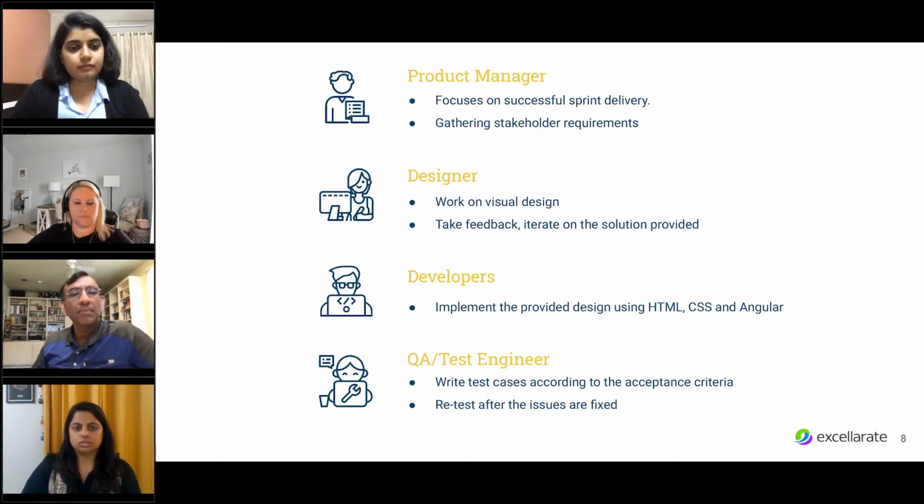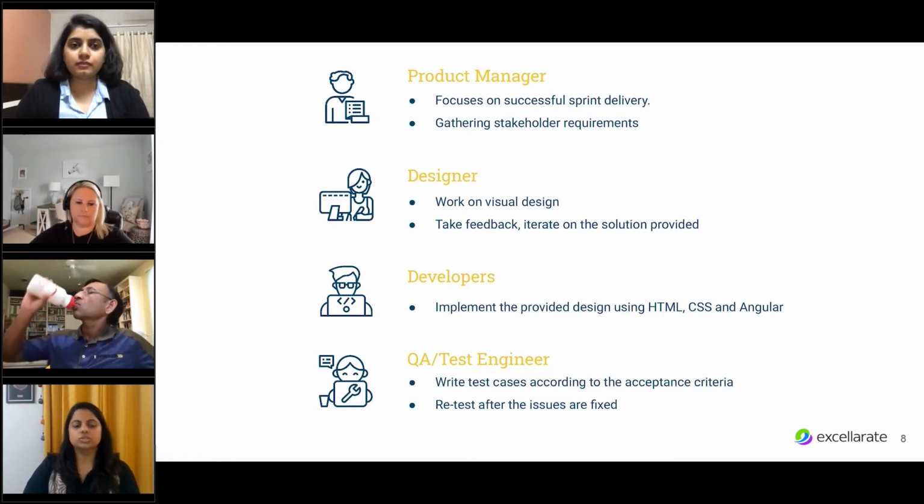When they start to get to work, the product manager would majorly focus on a successful sprint delivery. They would be gathering the stakeholder requirements. The designer would collaborate with the product manager to gather the stakeholder requirements and to debrief the requirements to follow their entire design process, which would lead them to their final end product, the visual design. Once they have the visual design in place, this would be an iterative process of taking the feedback or iterating on the concept or the solution which was provided.